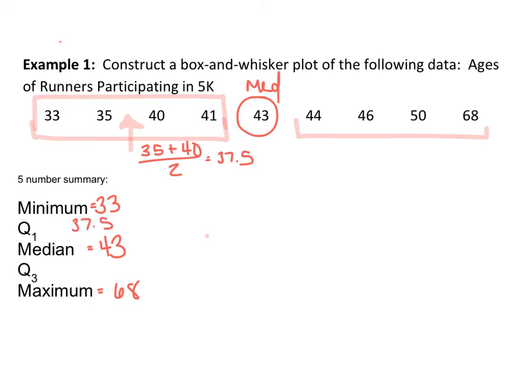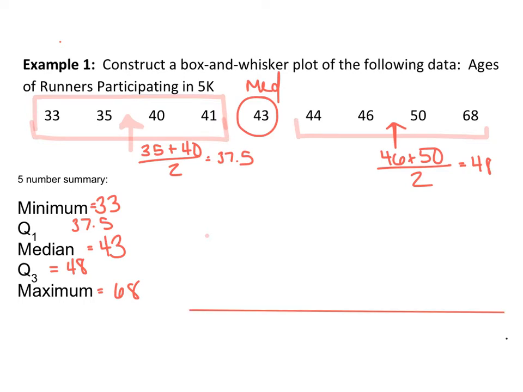And then the third quartile, or Q3, is the median of the upper half. So that's going to be halfway between these 2 values. How do I find that? I do 46 plus 50 and then cut that in half. So that's 48. Now I'm going to construct my box and whisker plot from those 5 values.